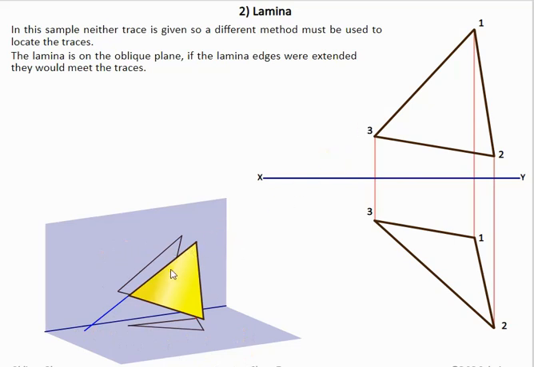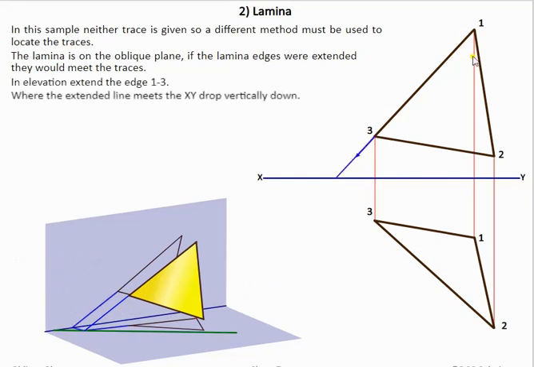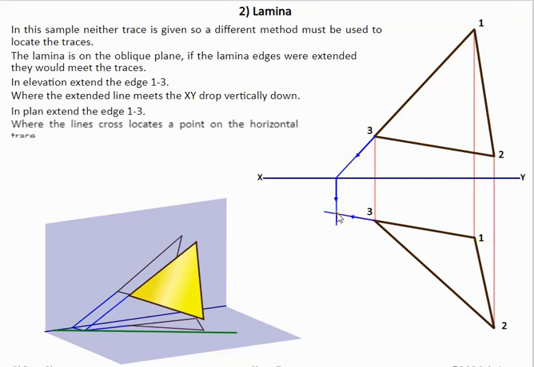So what we can see in the 3D graphic here, we've taken one of the edges, edge 1, 3 here, and extended it until it hit into the ground. So this shows how to establish this point here. So what we're going to do here is do this in the graphic here. So we're going to extend point 1, 2 until it hits the ground. Now what we're going to do is bring this point down, and then do the same in the plan view here. Extend 1, 2 here. Now this gives us a point on our horizontal trace.